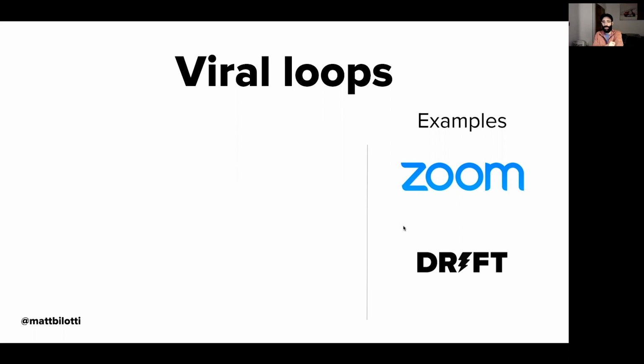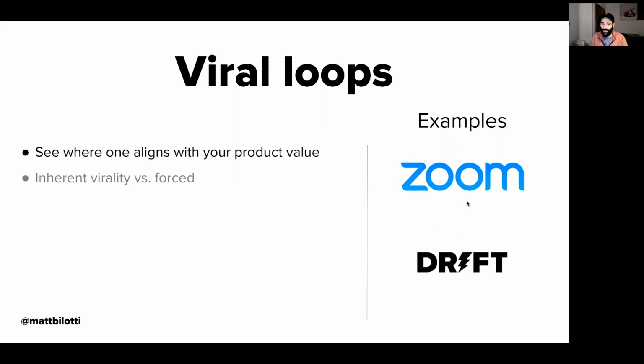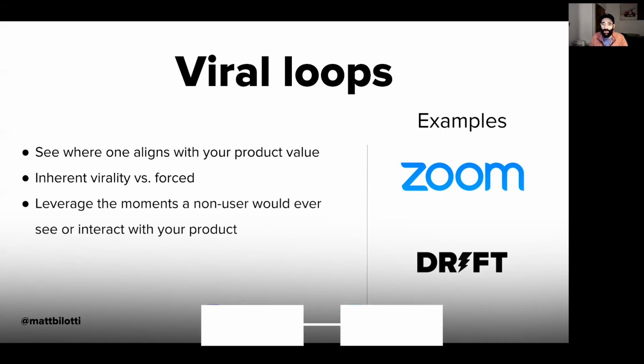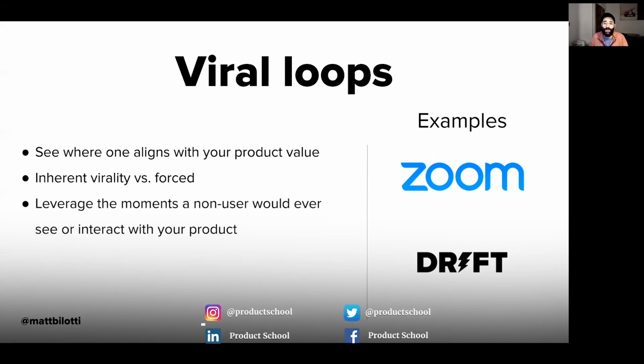So Zoom does, Drift does, but something like an email client doesn't necessarily have to, but you can layer on top of it with a signature. Some products just don't have that at all, so see where it aligns with your product value. Zoom clearly aligns because you need another person on it. The inherent virality versus forced: forced doesn't really get you much of anywhere. It just wastes a lot of time and money.